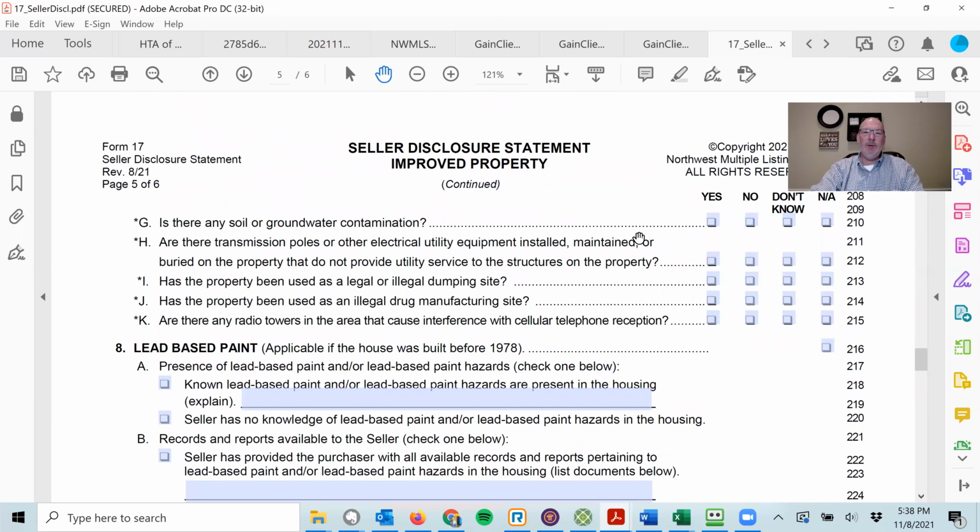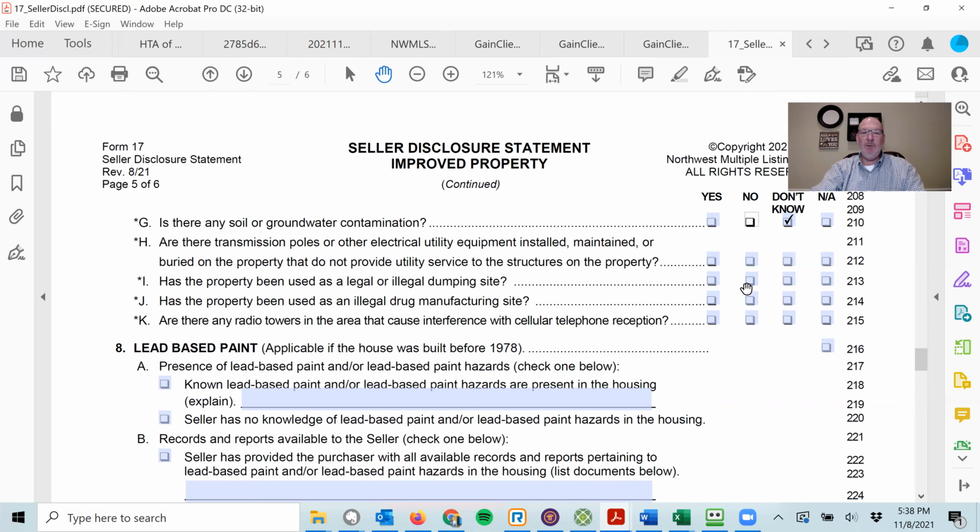Is there soil or groundwater contamination? Probably no, maybe don't know, right? Are there transmission poles or other electrical utility equipment installed or buried on the property that do not provide service to the property, right? So you might have a phone box on your parcel that serves the neighborhood. Well, then you'd have to say yes.